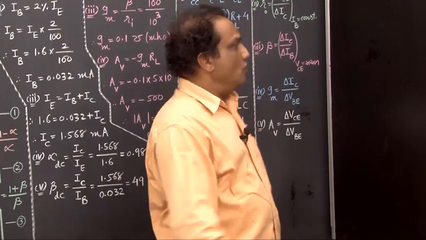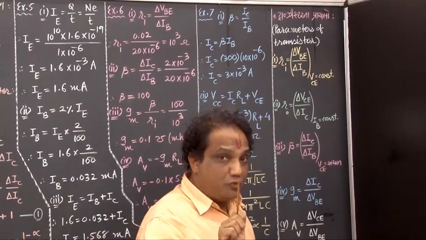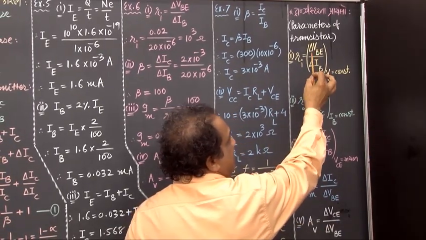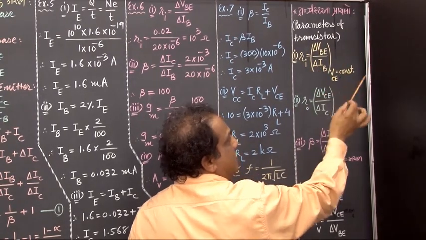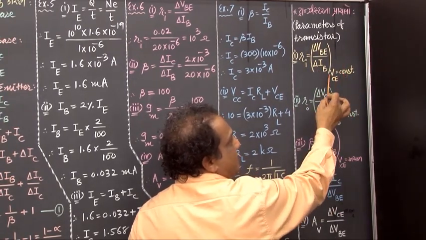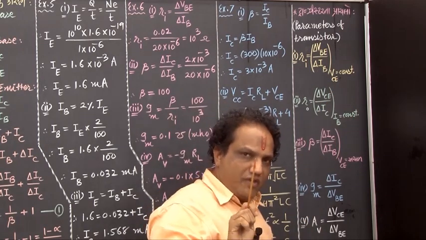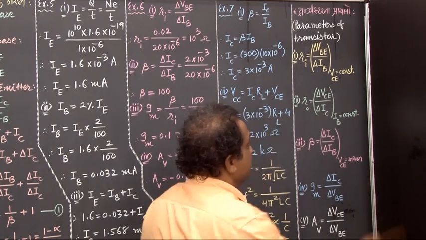First parameter, look, Ri, what is it called? Input resistance, fine. And what is its formula? Delta VBE upon delta IB at a constant value of VCE. Now, we just give very short names to all these symbols. Look here, very simple it is.